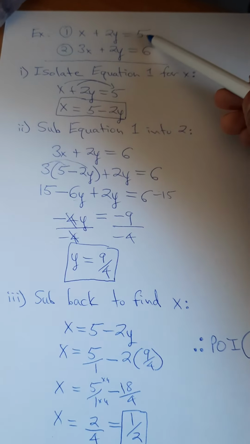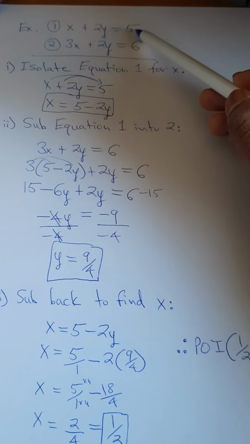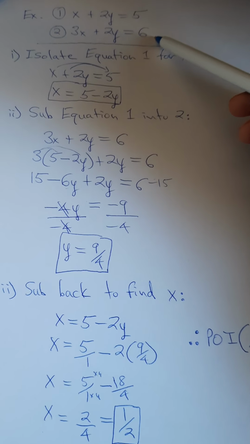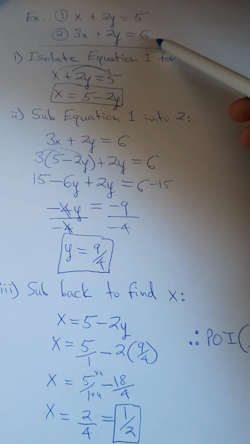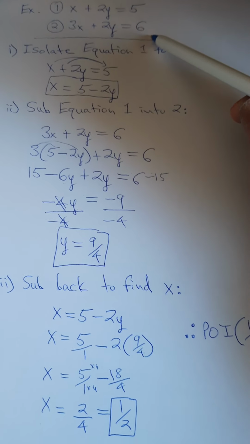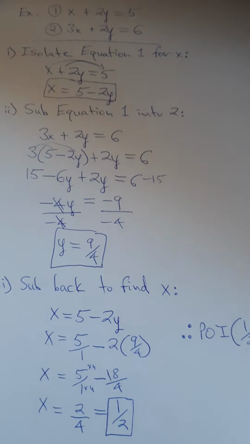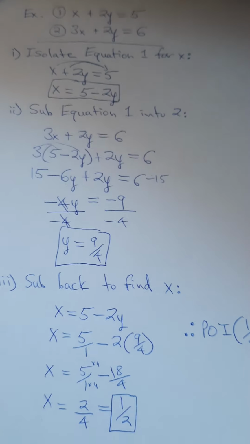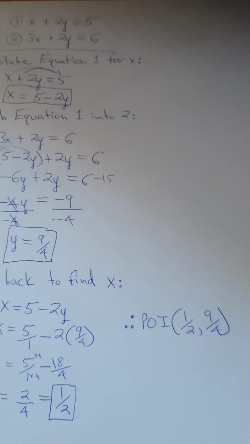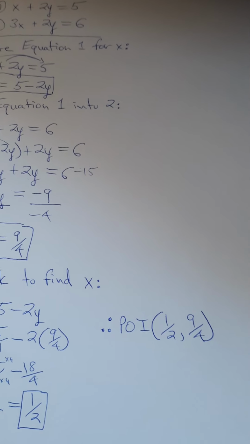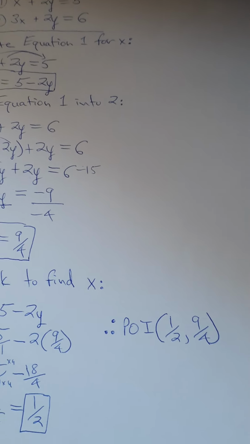Make sure if you are isolating in equation 1, you have to sub it into equation 2. Just like I said before, if you isolate for x or y in equation 2, you have to go back and sub it into equation 1. Are there any questions here? So that was our final answer. The point of intersection was 1/2 and 9/4.